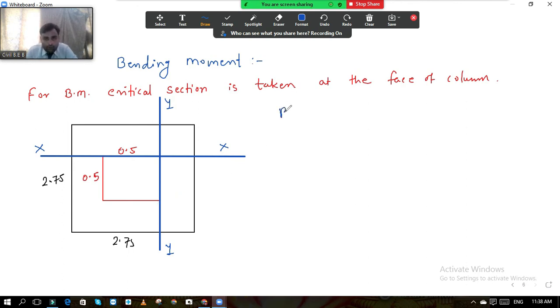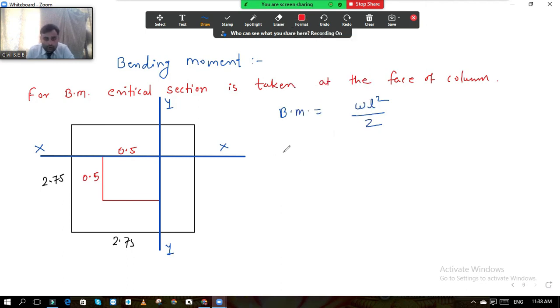So what is the formula for bending moment? Bending moment here is calculated as WL square by 2 from the face of the column. Whatever length remains from the face of the column is considered as L, horizontal, not vertical. For this YY section, if the section is vertical, your length must be horizontal. That horizontal length is considered as L, and for the horizontal section XX, the vertical length is considered as L.